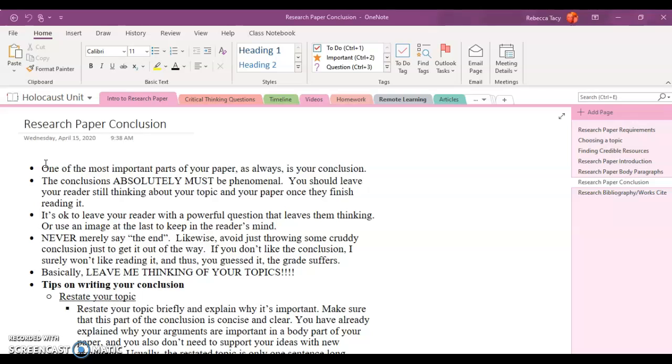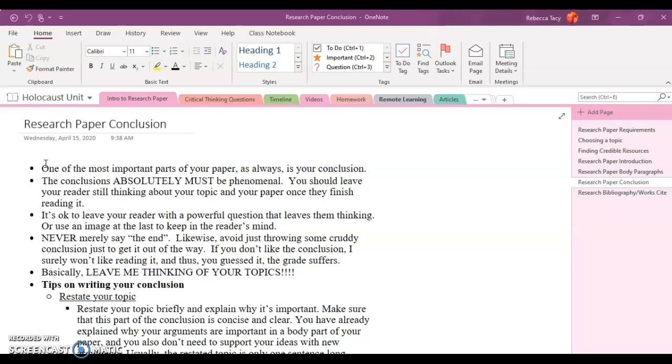So you do not want to write a conclusion and then as soon as the person puts down your paper, they completely forget about it. It's okay to leave your reader with a powerful question that leaves them thinking, or use an image at the last to keep in the reader's mind. So that would be more of the very end, final sentences or final part of your conclusion paragraph.